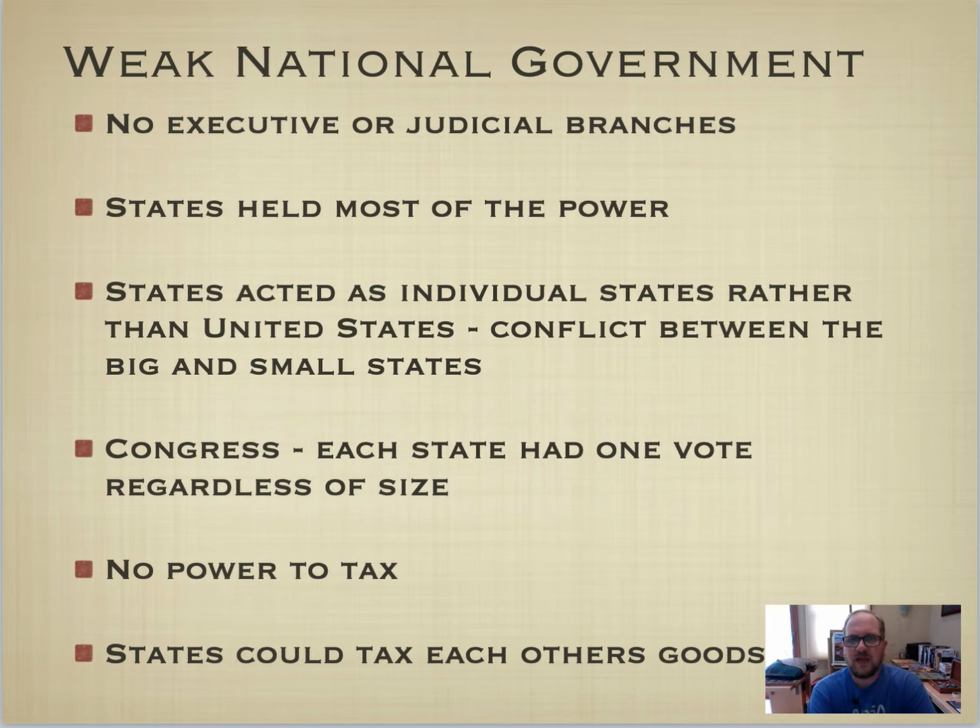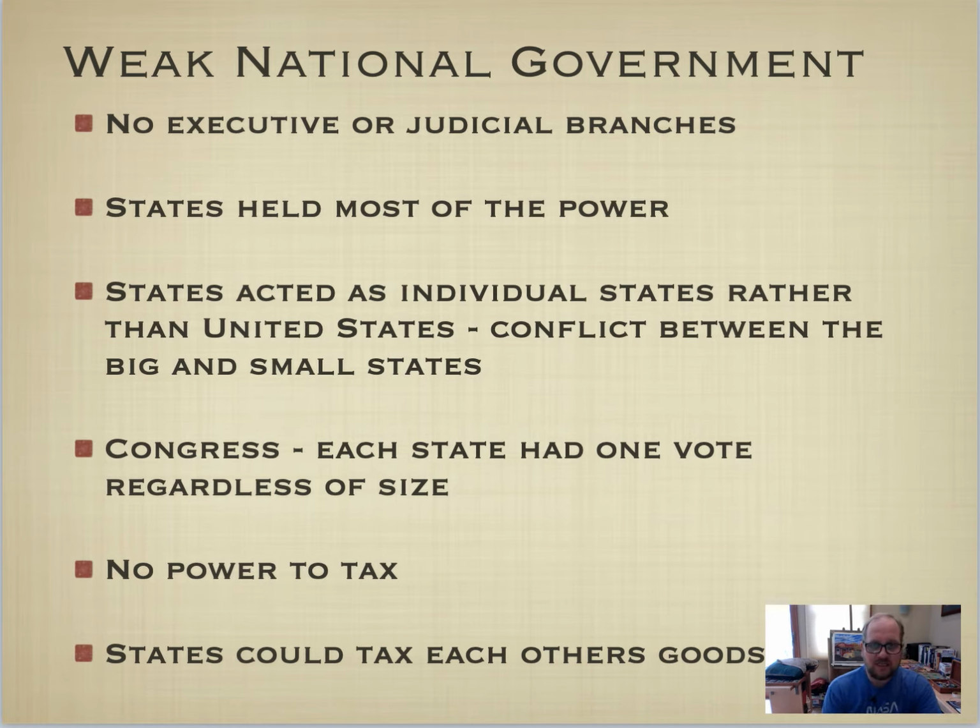So real quickly, a little recap. The Articles of Confederation were an extremely weak set of rules. It had a weak national government with no executive branch, no judicial branch at all. So very little power at the very top. In this situation, states had most of the power. And actually, the states took that power and acted very individualistically rather than as a United States, sort of like a confederation of joined states. And there was a big conflict between big and small states that arose because of this.